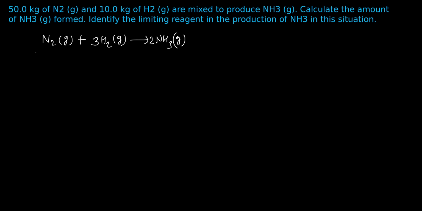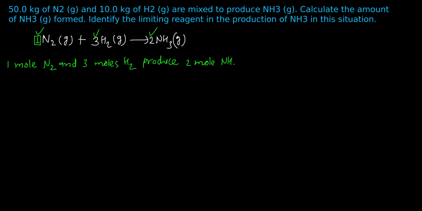So this is balanced. So from here what we can write now, so this number here, if nothing is written here, that means it is 1. So this means 1 mole of nitrogen and 3 moles of hydrogen give you 2 moles of ammonia. So let's write it: 1 mole nitrogen and 3 moles hydrogen produce how much? 2 mole ammonia, right? We can also write this information in terms of mass in gram also.